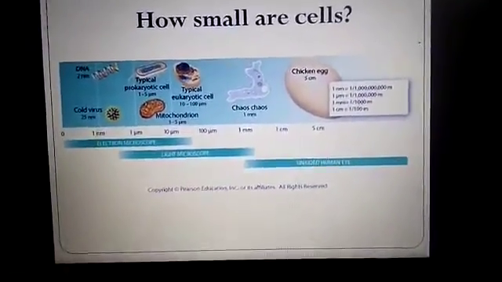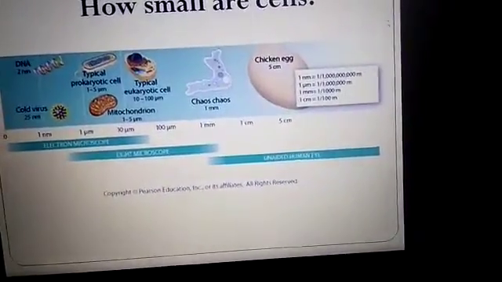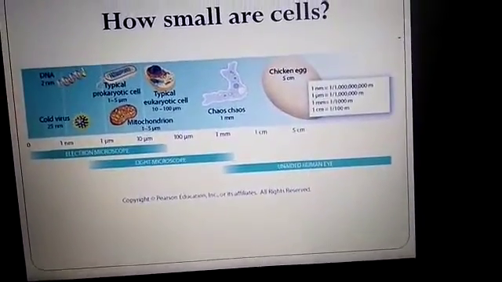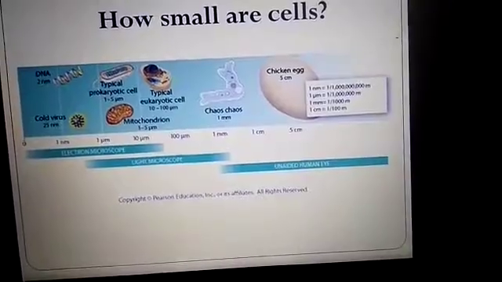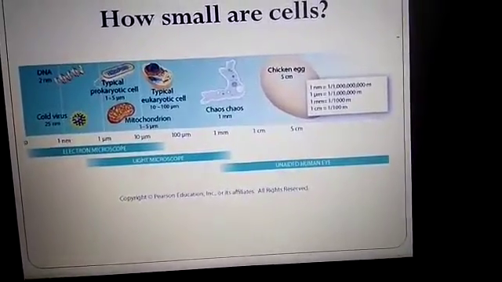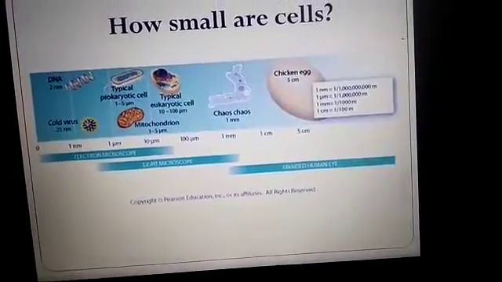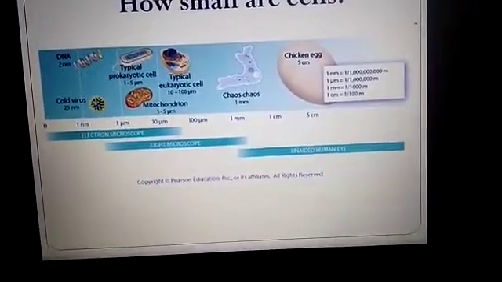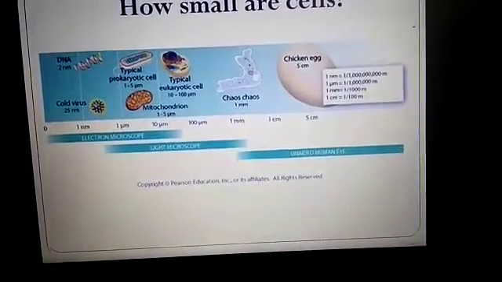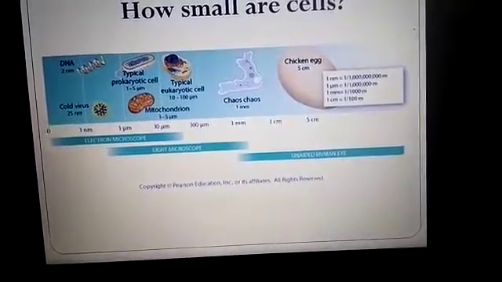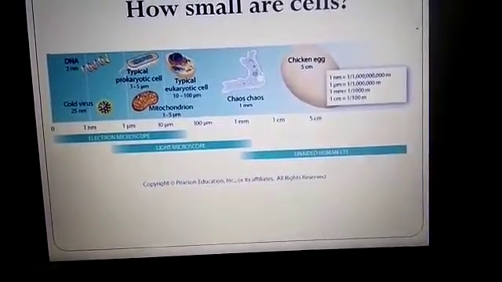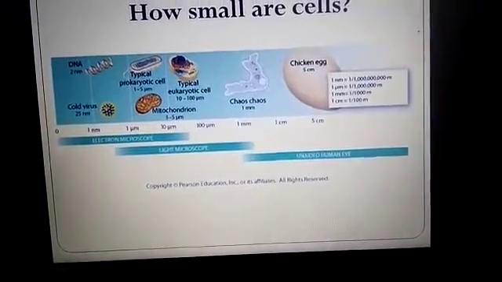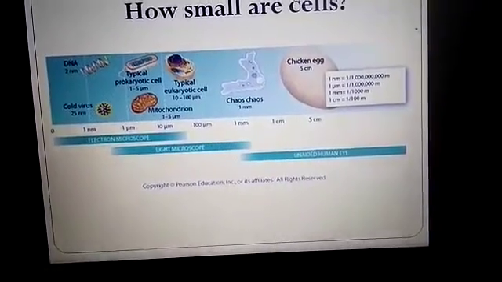If you see here, DNA is 2 nanometers, a cold virus 25 nanometers, a typical prokaryotic cell 1 to 5 microns, then mitochondria, eukaryotic cells, chicken egg. These are small, in increasing order. Those small ones, cold viruses and DNA, can be studied under an electron microscope. Eukaryotic cells and mitochondria can be studied in a light microscope as well as an electron microscope. But the unaided human eye can see a chicken egg.